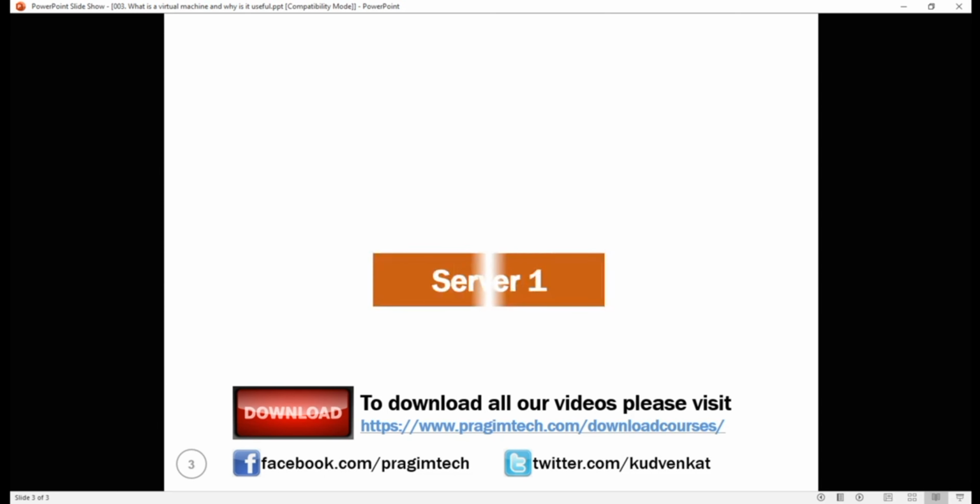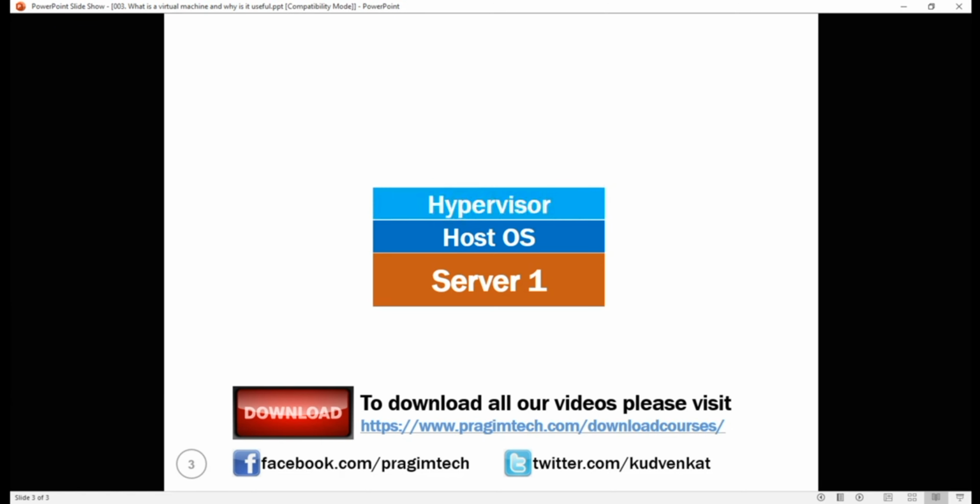On top of the physical server, we have the operating system installed. This is the host operating system, that is, operating system at the physical server level. On top of that, we install a piece of software called Hypervisor. Hypervisor is a technology from VMware that virtualizes the hardware of the physical server. On top of this, we create a virtual machine. In fact, we can create and run multiple virtual machines on a single physical server.